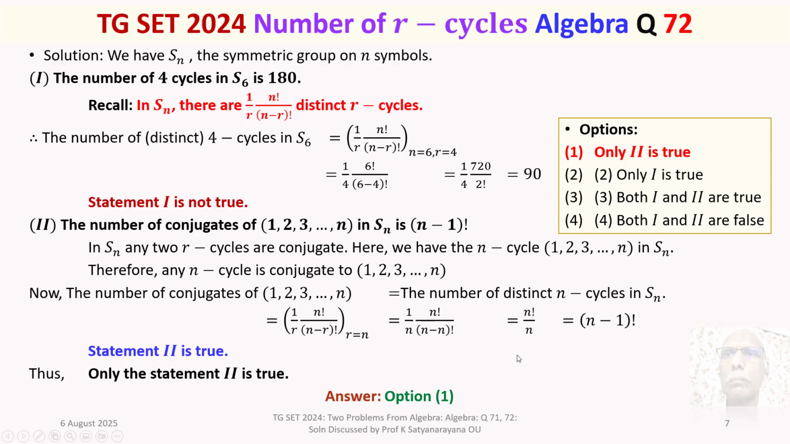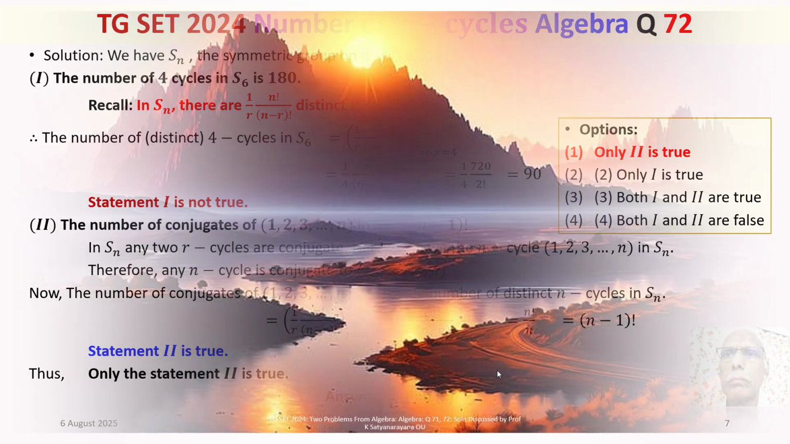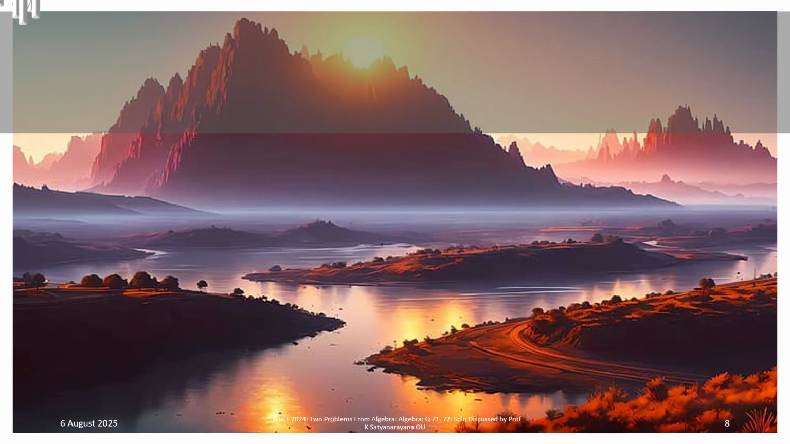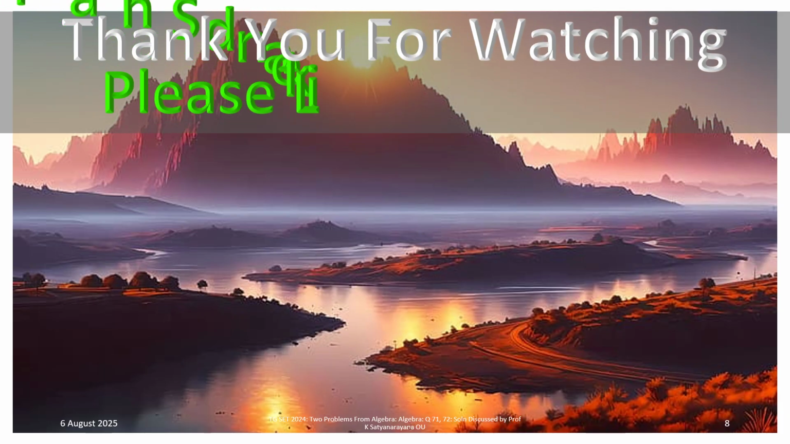If you are not familiar, go back to this lesson in permutation groups and study conjugates and conjugacy classes and the number of r cycles. How do we get this formula? If possible, find a brief proof for all these things. I am sure that you have understood the solution of this problem.